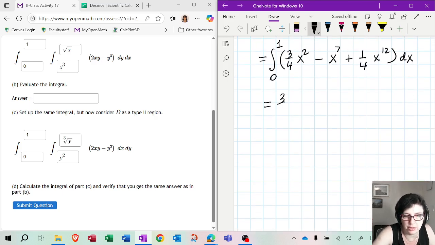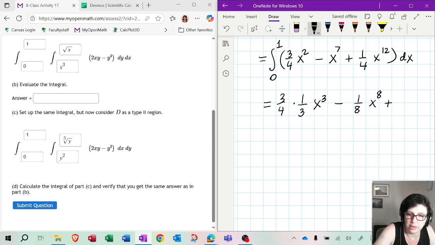So we're just going to integrate. x squared: we add 1 to the power, it becomes x cubed, and then we divide, so we get 1/3. Minus, then this is x to the 8 with 1/8 in the front, plus x to the 13 with 1/13 in the front, and we also had 1/4. So that's there. And then we substitute 0 and 1.